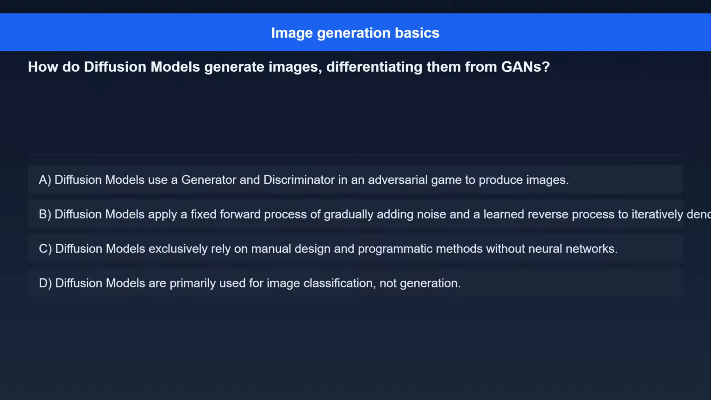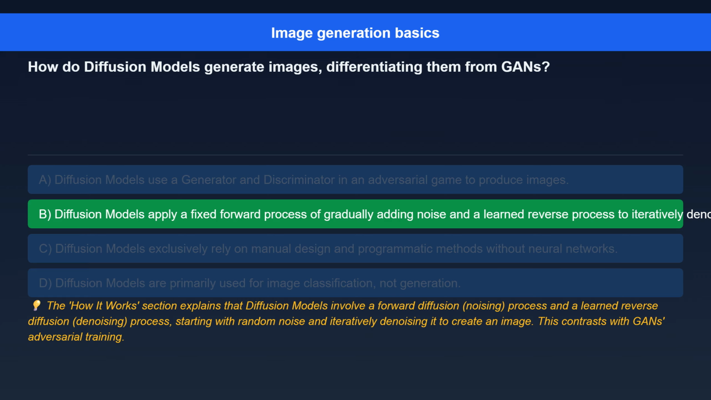Option C. Diffusion models exclusively rely on manual design and programmatic methods without neural networks. Option D. Diffusion models are primarily used for image classification, not generation. The correct answer is diffusion models apply a fixed forward process of gradually adding noise and a learned reverse process to iteratively denoise random noise into a coherent image.